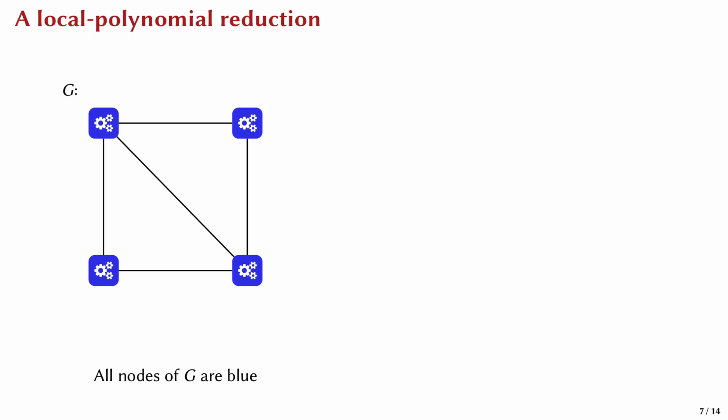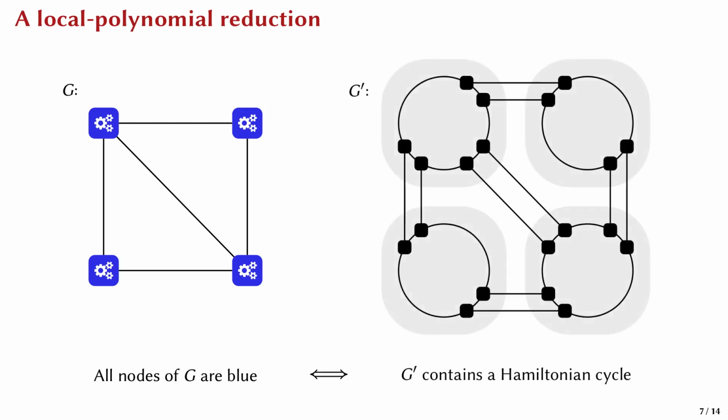Intuitively, this is a rather simple property, right? And now we want to formally prove that this property is indeed simpler than another property. The other property being that there exists a Hamiltonian cycle. To do this, we let the nodes compute a new graph that is Hamiltonian if and only if the original graph contains only blue nodes. And when I say we let the nodes compute a new graph, what I mean is that they have to do this locally and in polynomial time with respect to their constant radius neighborhoods.